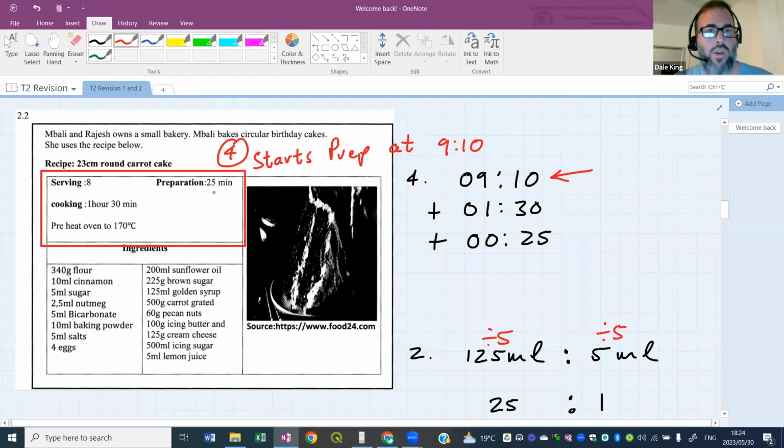He's adding on the preparation time because the question says, and I wrote it here, starts preparing at 9:10 and the preparation takes 25 minutes. Then the cooking takes 1 hour and 30. So Emmanuel's got the prep time here of 25 minutes and the cooking time in his sum over here. And he's adding it onto the 9 hours and 10 minutes.